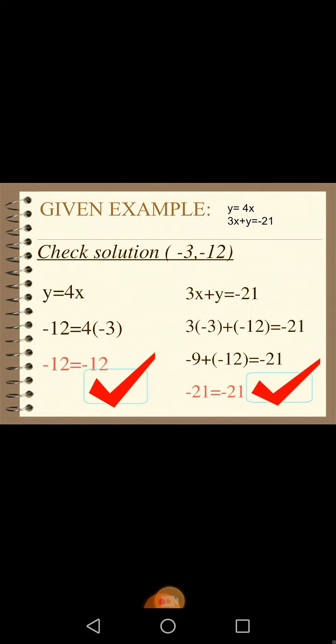I have only the 5th step left, to check if my answer is right or not. I will substitute the point negative 3 and negative 12 in the first equation. Yes, it's right. And substitute in the second equation. Yes, it's right. Miss, if I didn't write the check solution, do I lose marks? No, it's not. It's only for you to check that your answer is right.